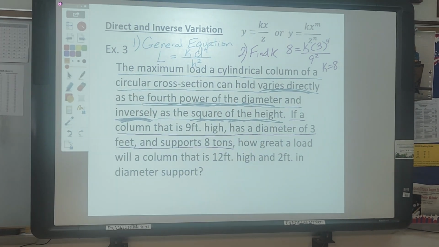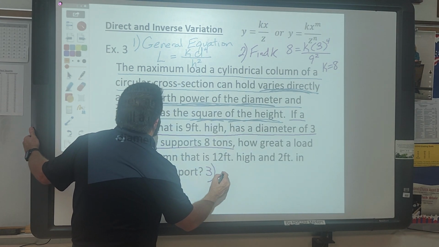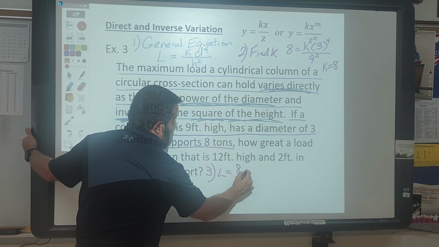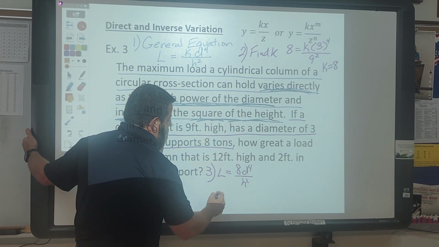Now that I know K, I'm going to rewrite my general equation. Because now I have a value for K, I call this my specific equation. So step 3, I'm going to write my equation again, but this time, instead of K, I'm going to have 8 times the diameter to the fourth power over the height squared. That is a specific equation.